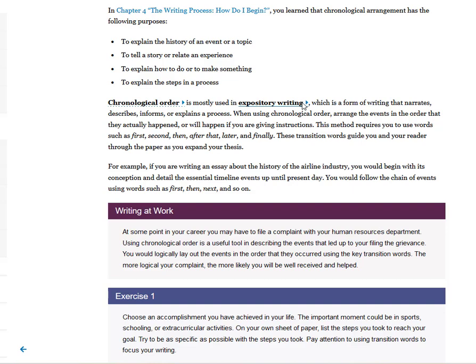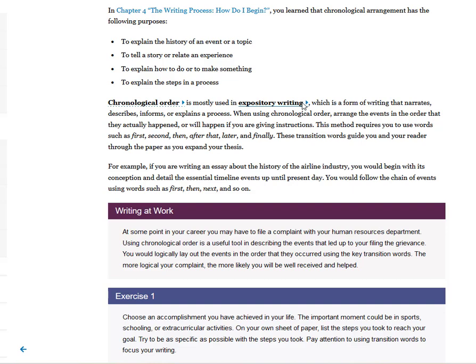Chronological order is mostly used in expository writing in order to explain the history of an event or topic, to tell a story or relate an experience, to explain how to do or make something, to explain the steps in a process. You have to know this for the quiz, because on the quiz they're going to ask you why and how is chronological order used.